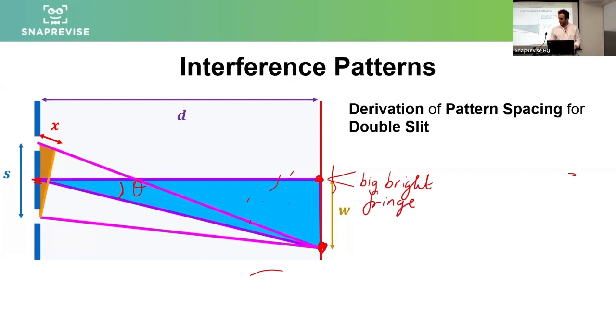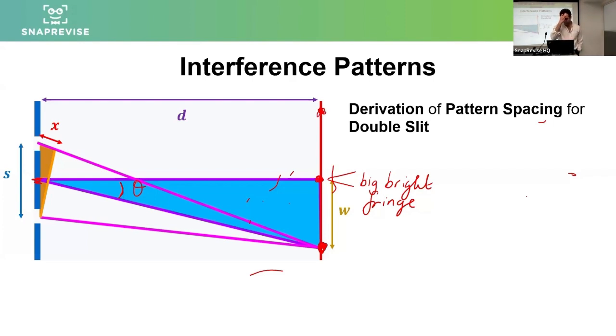But as we saw on the previous slides, you get multiple fringes as well. So I want to know what angle it is where I'm going to get my next fringe. And we're considering down here, but there'll obviously be one up here as well.